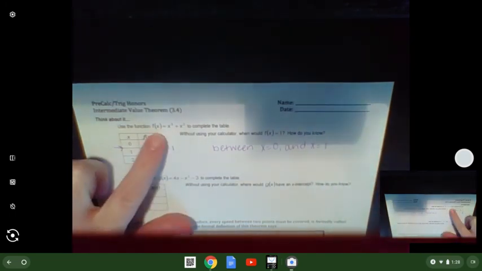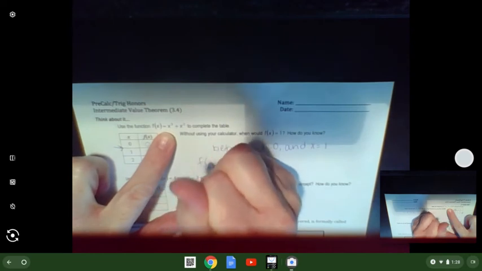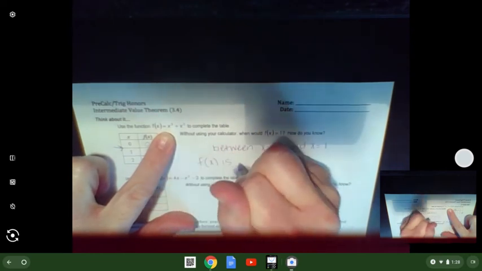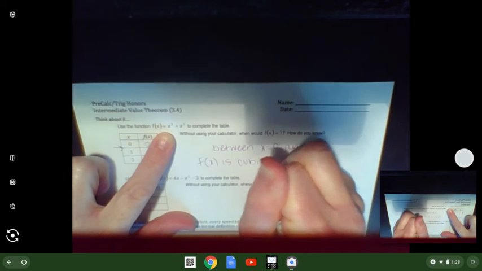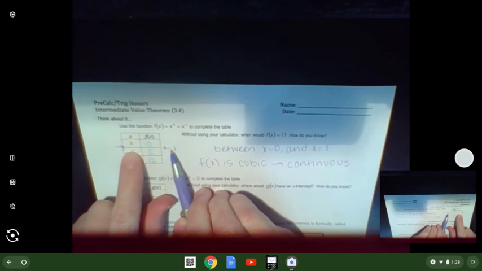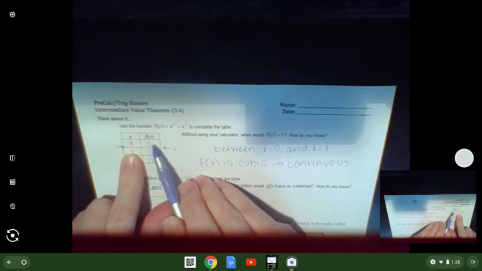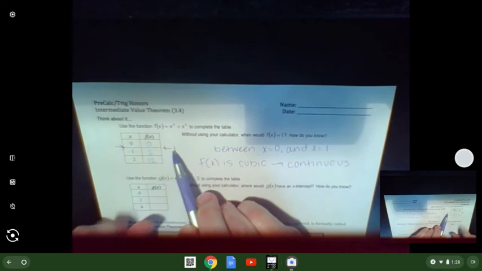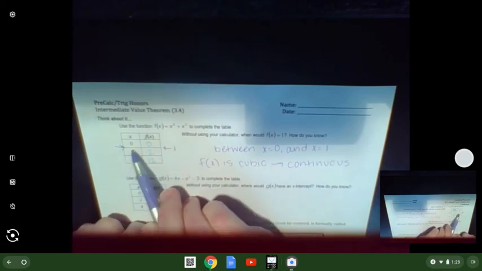Now, why is it that I can say this? I can say this because f of x is a cubic function, and any cubic function is continuous. I can guarantee that this function must have equaled 1 between 0 and 1, because being continuous, in order for me to get from 0 to 2, I must have passed through 1, which means there has to be an x value somewhere between 0 and 1 that gave us a y value of 1.